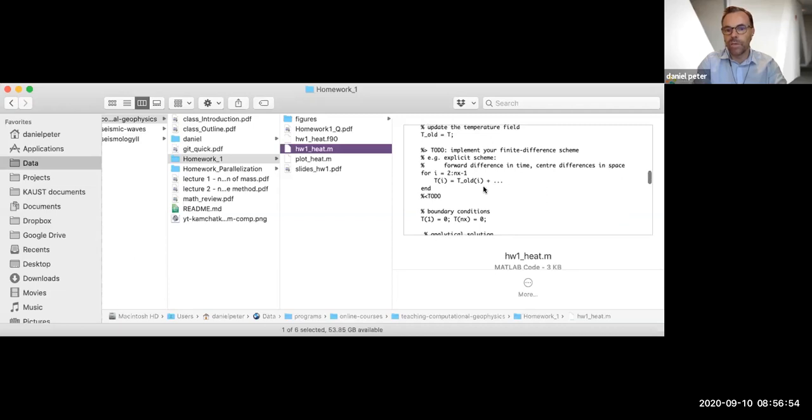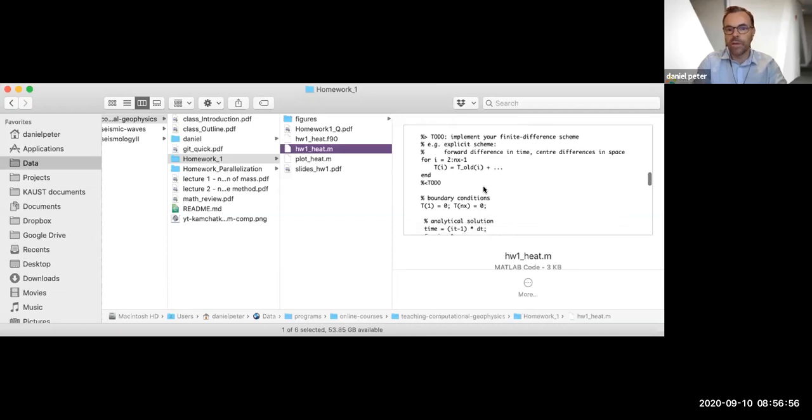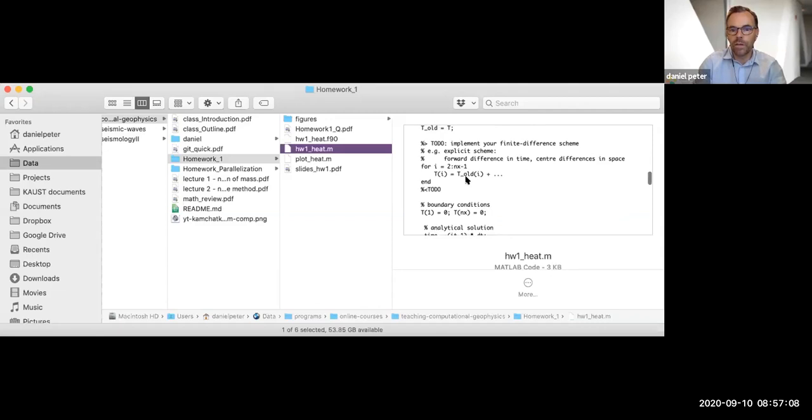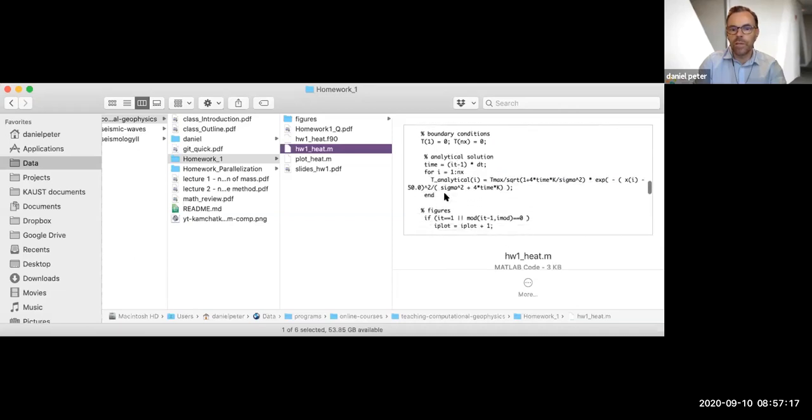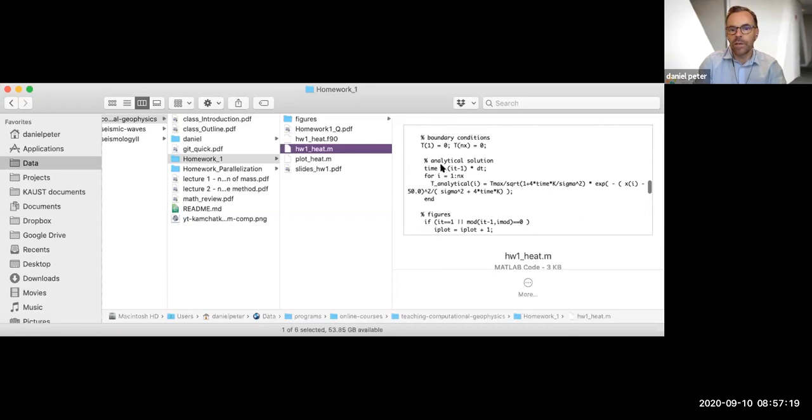Or the implicit scheme. Think about how to solve that, how to put these two matrices or the matrix form together, and then how to solve it with these matrices. Or the Crank-Nicolson scheme, for example. So that's your to-do part, basically. The rest, again, is basically already given here.